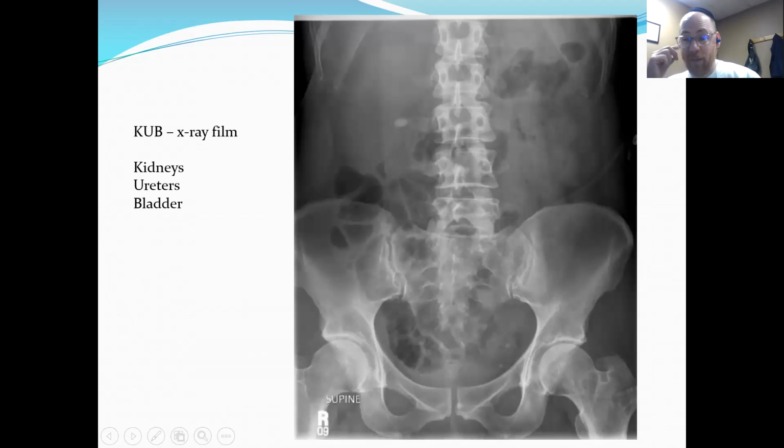So these KUBs are done beforehand to get an idea of the size of the stone, but then also these are done a few weeks after surgery to confirm that those stones have in fact been broken up and that they are no longer there, right? So to determine the extent of success of that surgery.